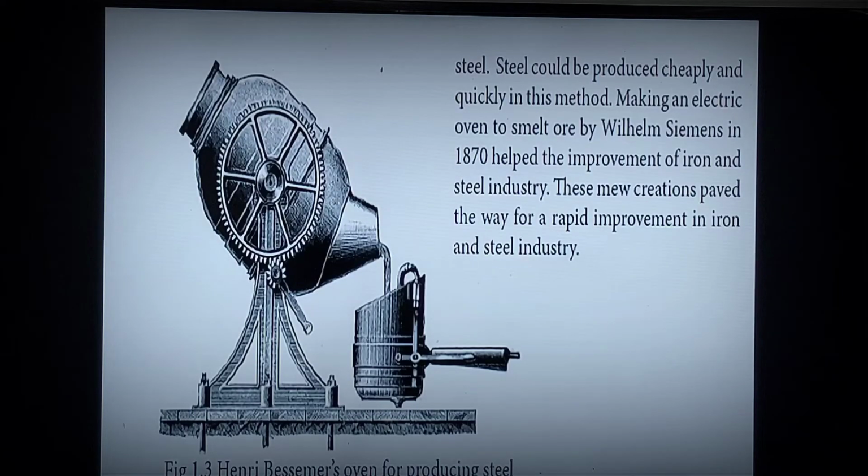Steel could be produced cheaply and quickly by this method, and the electric oven to smelt ore, made by William Siemens in 1870, helped the improvement of the iron and steel industry. These new creations paved the way for rapid improvement in the iron and steel industry.